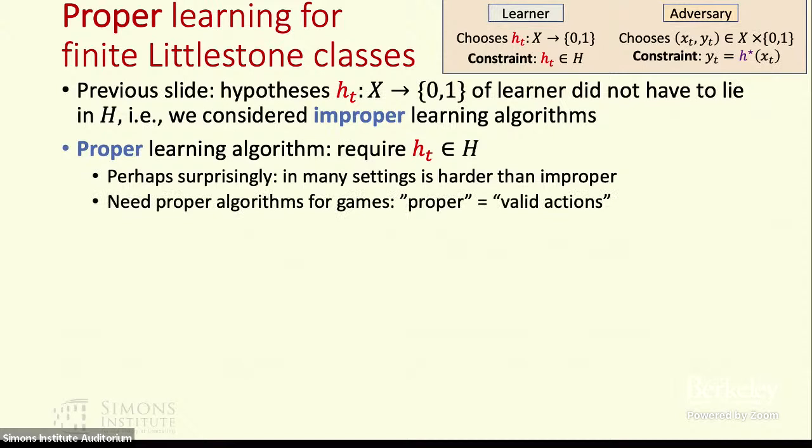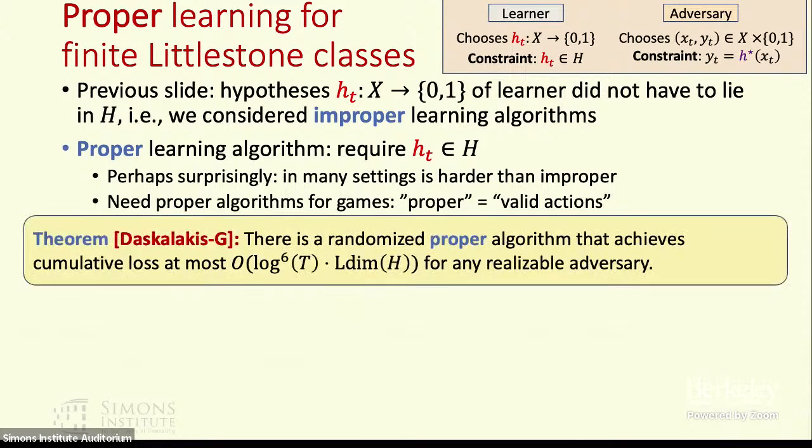Unfortunately, we actually need proper learning algorithms for our applications in games. This holds roughly because proper learning algorithms are those which choose, roughly speaking, valid actions. Here's one of our results. We show that there's a randomized proper learning algorithm that achieves a cumulative loss bound, which scales as this quantity shown here, against any realizable adversary.